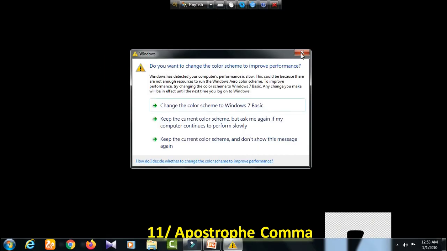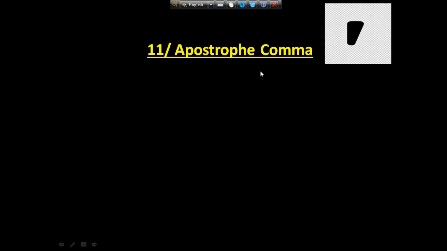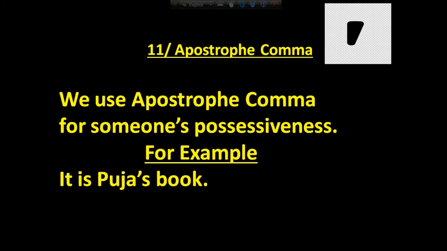Then number 11 is the apostrophe. Actually, we use the apostrophe for someone's possessiveness. For example, it is Puja's book. That means Puja is the owner of this book. So what do we mean by possessiveness? The Bengali meaning of possessive is Shattadhikari. For example, this is Shumon's pen, or this is Rohim's house. That means Rohim is the owner of this house, and Shumon is the owner of this pen. So when we find that someone expresses possessiveness, we have to use the apostrophe.